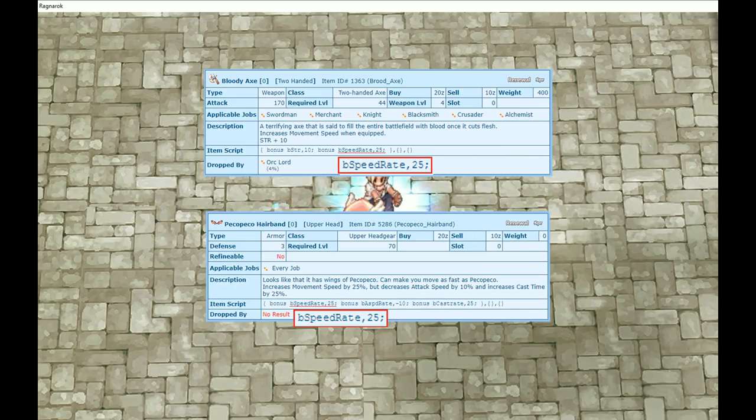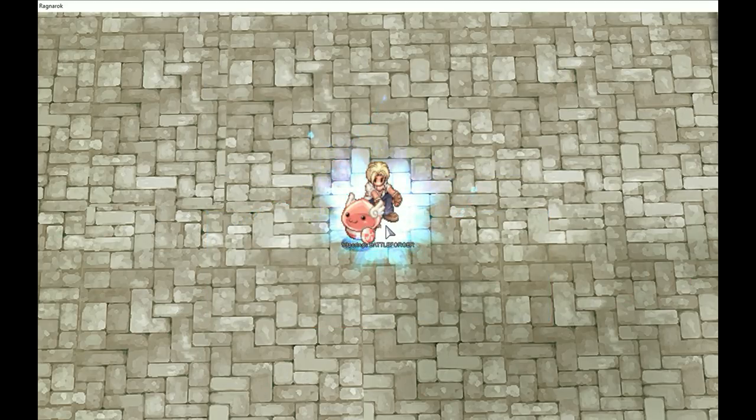So, the question is, will they stack? And should you invest on a bloody axe? Let's find out.